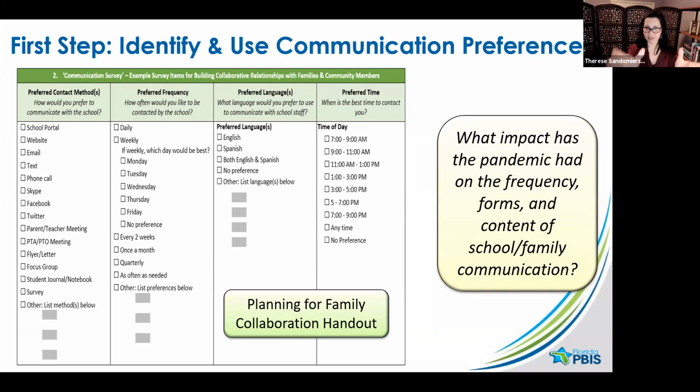So we're talking about when this particular resource was developed, this was pre-pandemic, right? So we're still talking about students showing up to school the old-fashioned way. But now that the pandemic hit, could some folks start sharing through chat? What impact has the pandemic had on the frequency, forms, and content of your communications with family members?